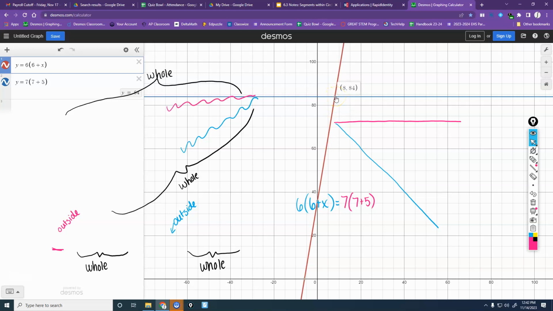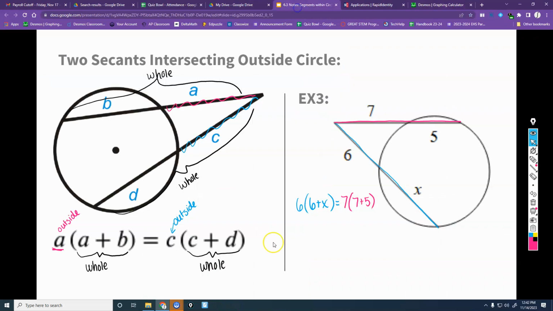We got 8 and 84. Which one is my answer? The 8. We use the x coordinate for our answer. Now, I'm going to show you how to solve that by hand, because it's one we should be able to solve by hand, but Desmos is always your backup on that.